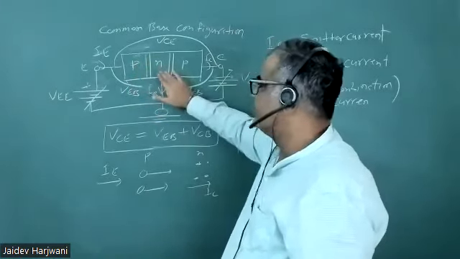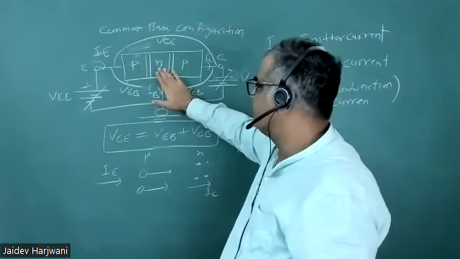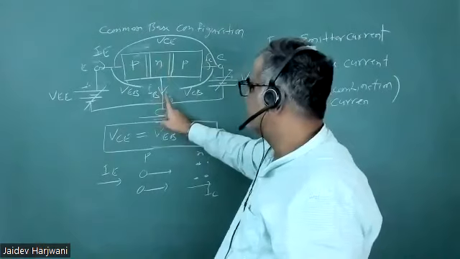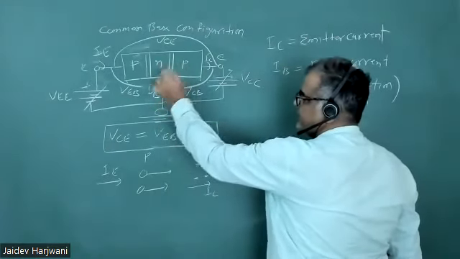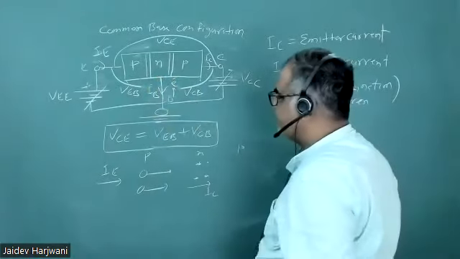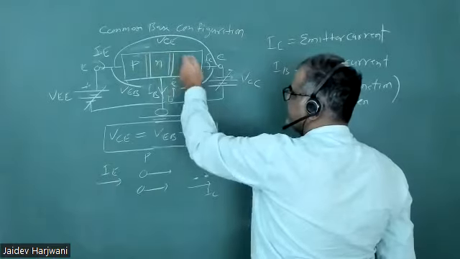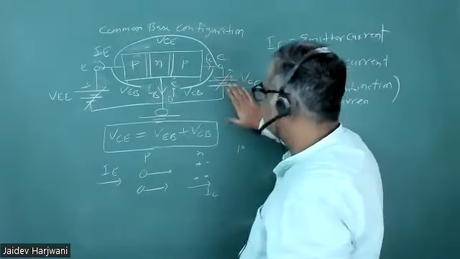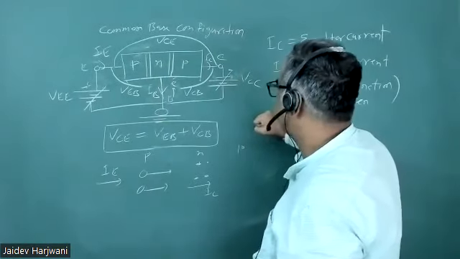The holes are going here, and some holes recombine with the electrons, so that will reduce the number of electrons here. Those electrons will come from the base. The base current will go down, and the remaining current will reach here, which is swept by this battery. So this battery is pulling all the holes. You can understand it this way.